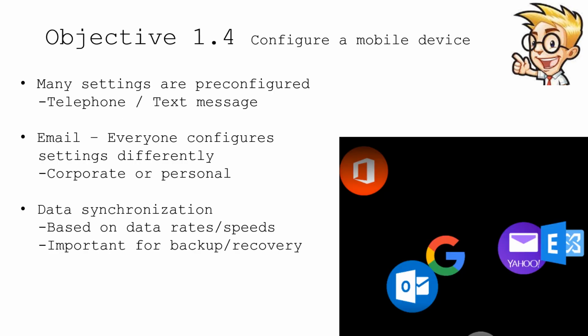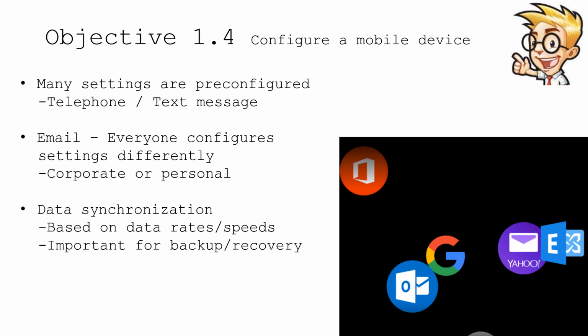When you turn on a mobile device for the first time, there are a number of settings that are already configured. For example, your phone number should be working and text messaging should be working, but there are other configuration settings that may need to be manually set on your phone.